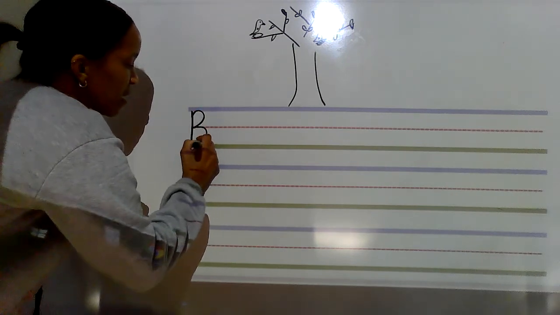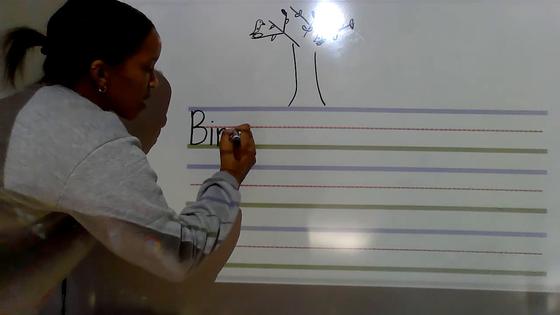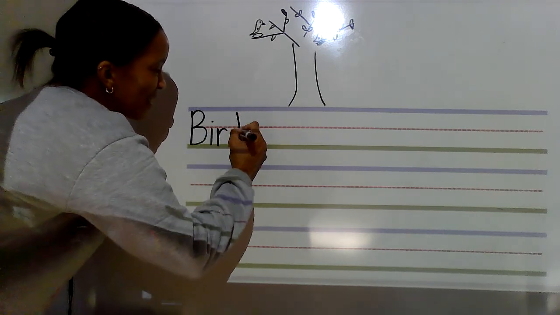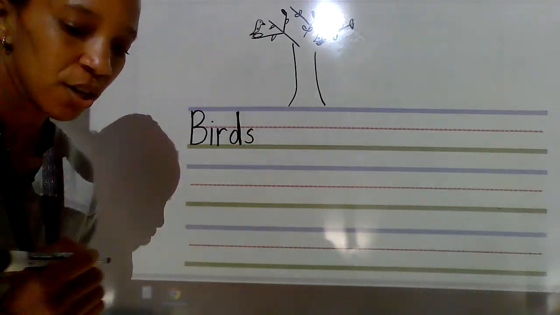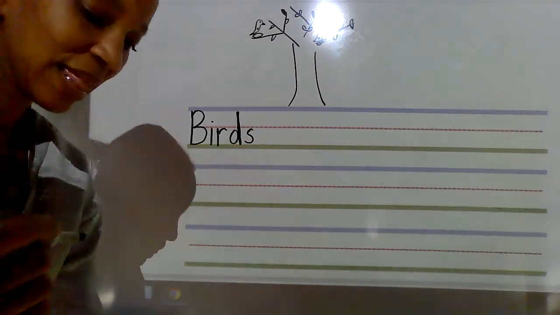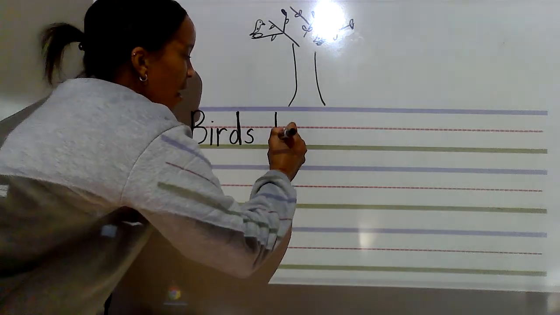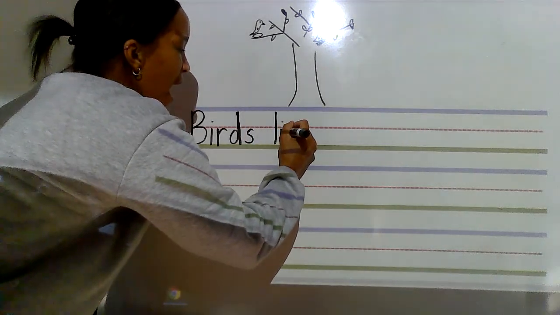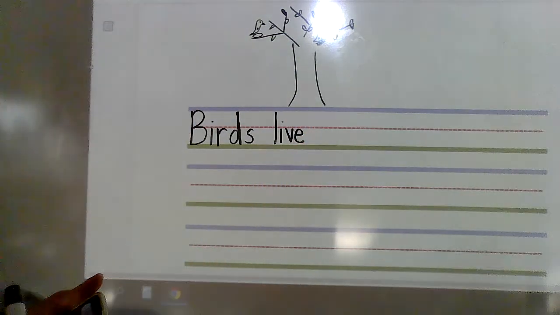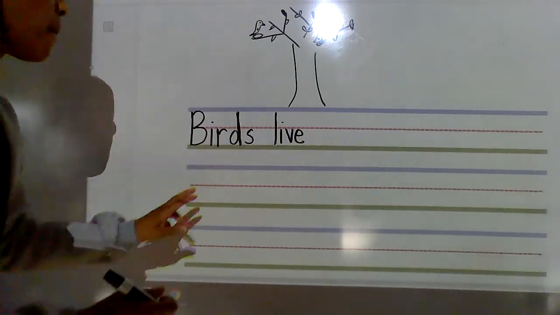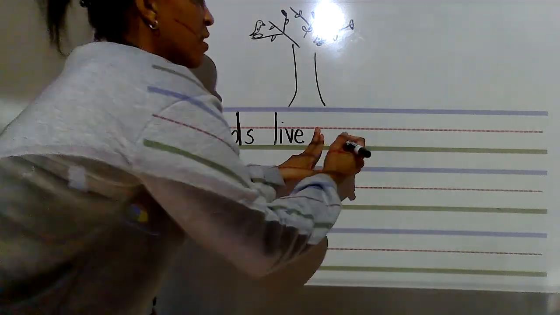B, I, R, D, S. Birds. Live in the space and write live. L, I, V, E. Birds live in, another power word.